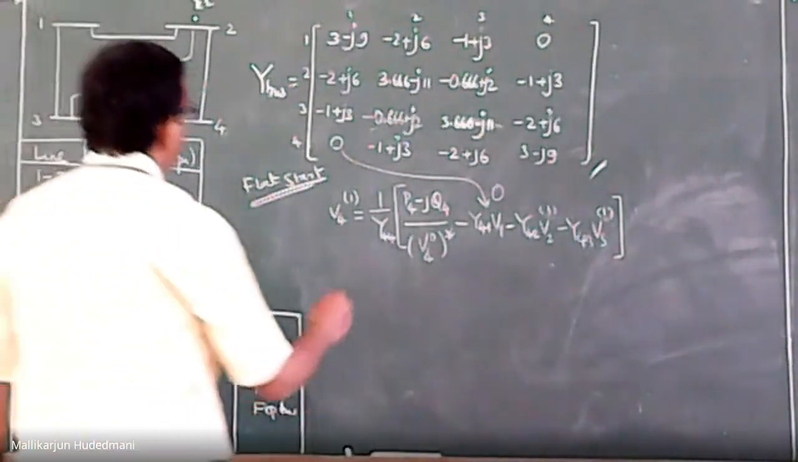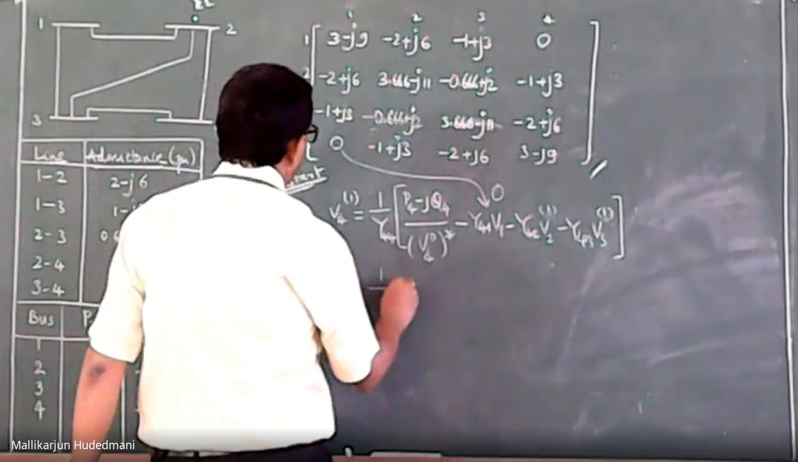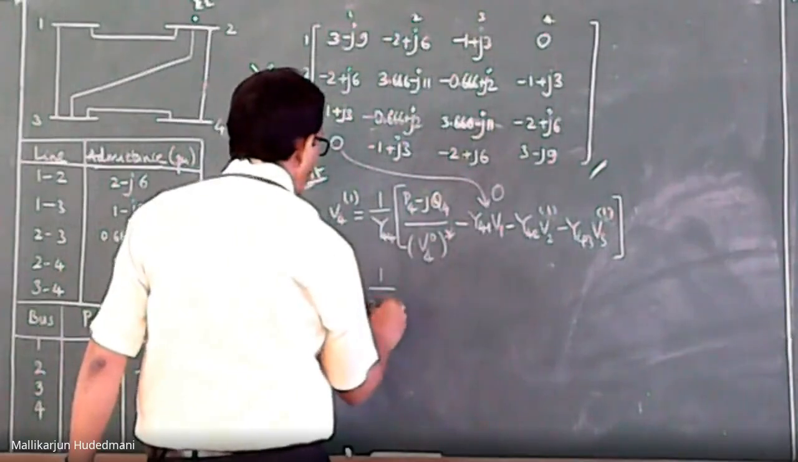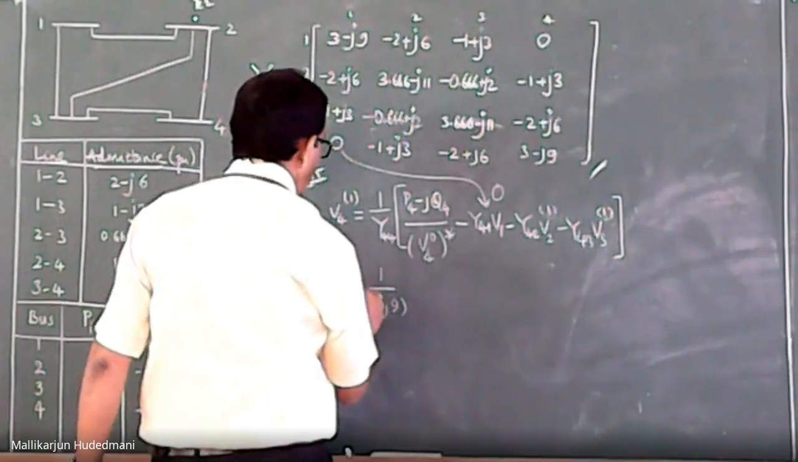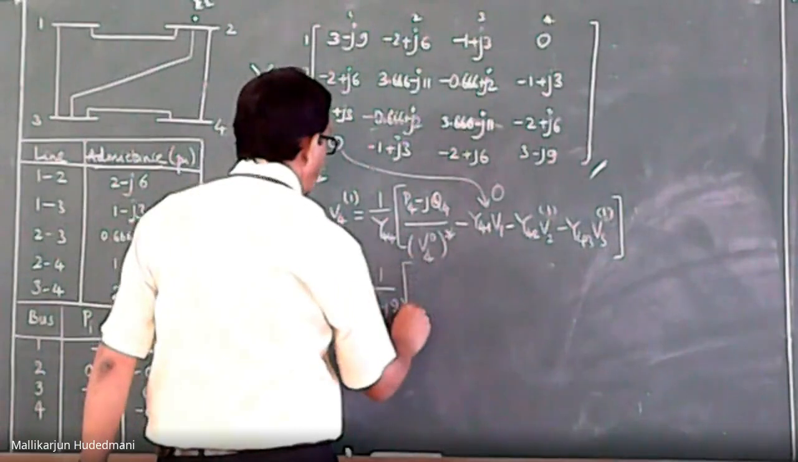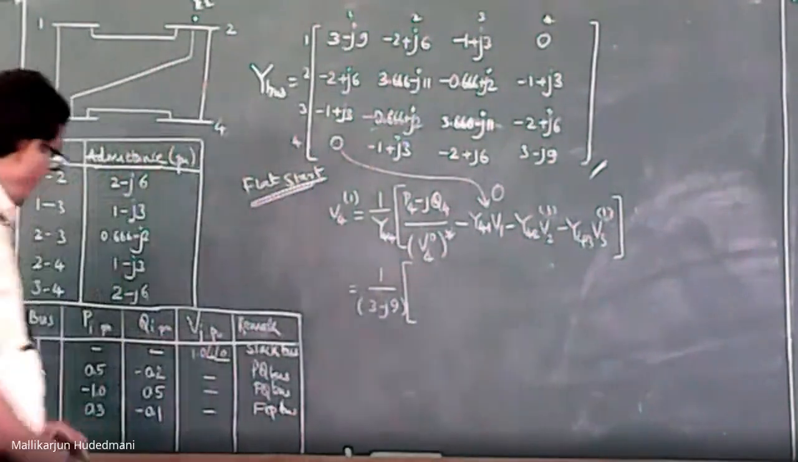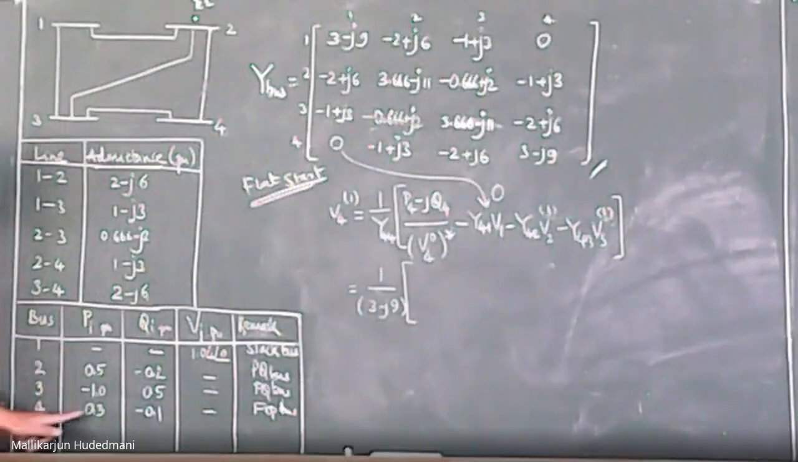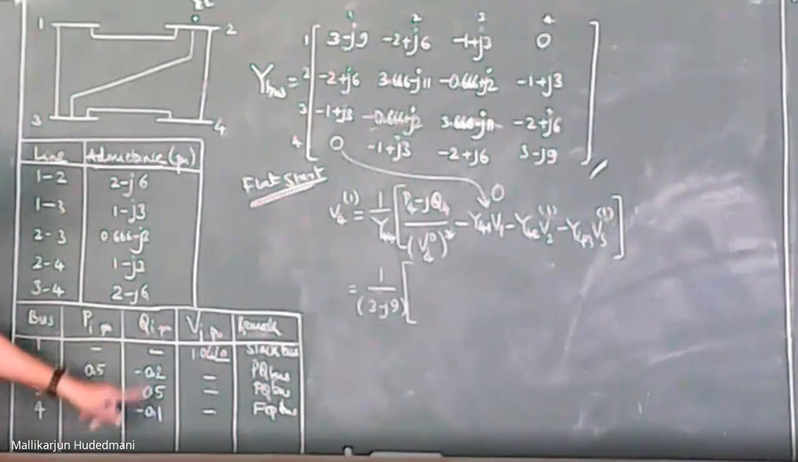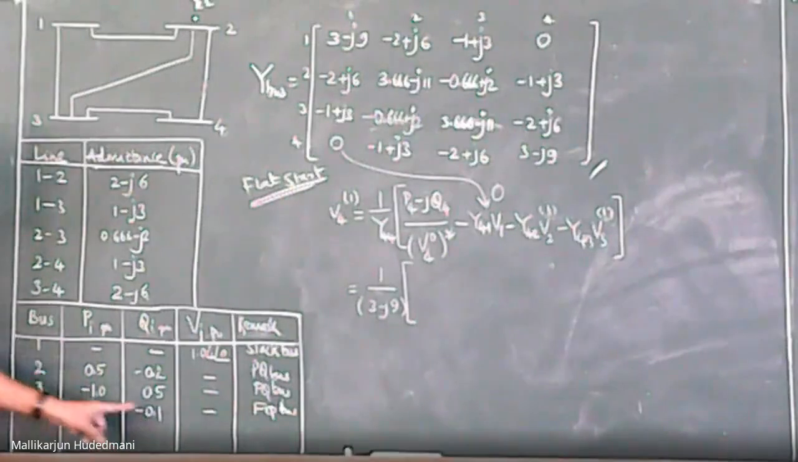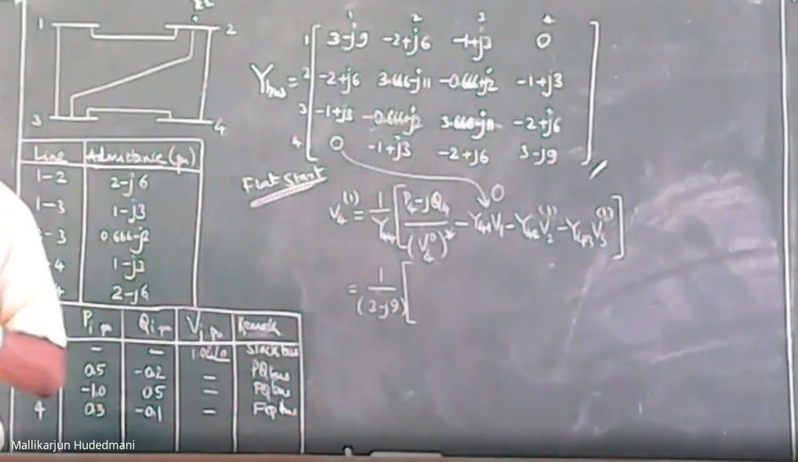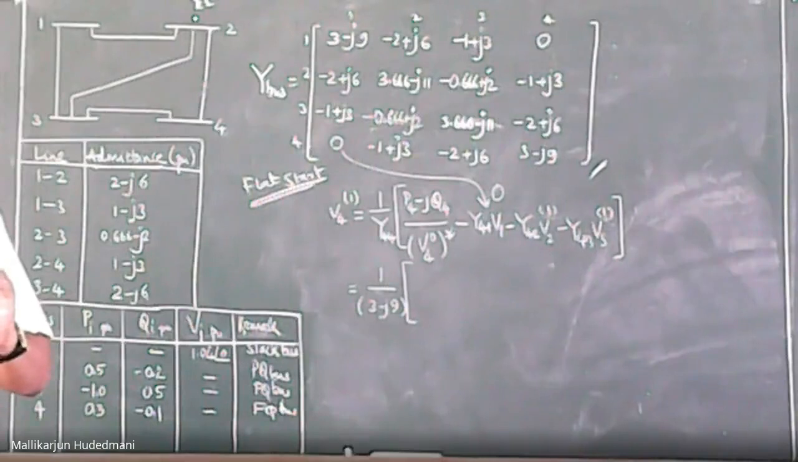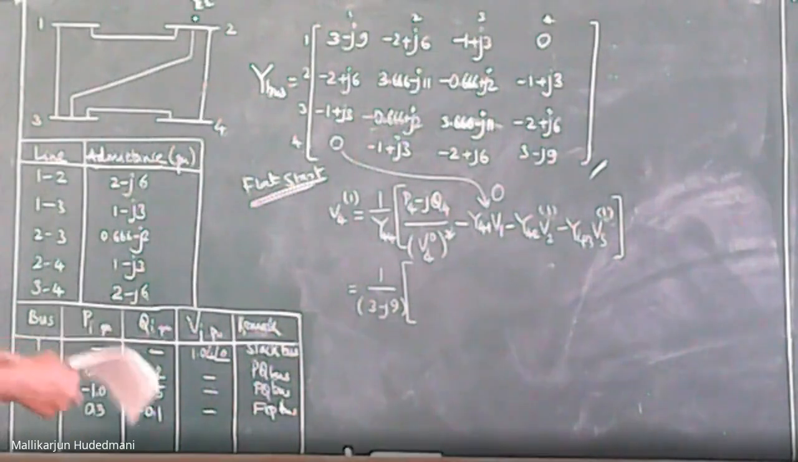So this will go by substitution as 1 divided by Y44, which is 3 minus j9, inside the bracket. What are P4 and Q4? Can you look into this? P at bus number 4 is 0.3, Q at bus number 4 is minus 0.1. So you have to be very careful about the data given in the problem, which is repeatedly referred to and used to obtain the unknown things. You should not get confused by chance, otherwise you will go absolutely wrong.